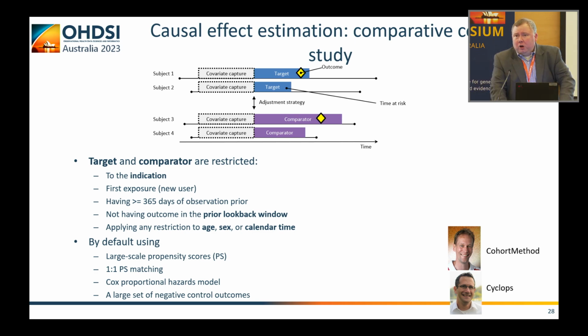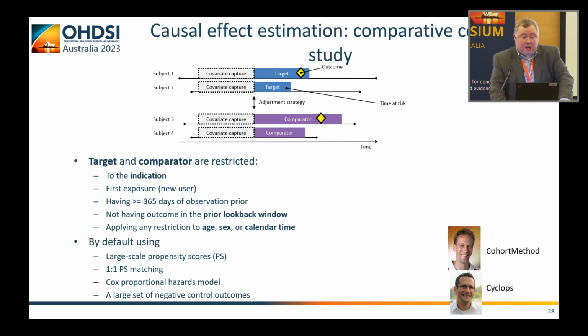We use one-to-one propensity score matching, so that's why we saw in Jack's study, we kept getting the same number of people in the target and the comparators, because that was by design. We use a Cox proportional hazard model to produce our outcome rate, and then we calibrate based on our negative control estimates. So this is based on using the OHDSI package called CohortMethod that Martijn maintains, with the workhorse underneath of that being Cyclops that Mark maintains.